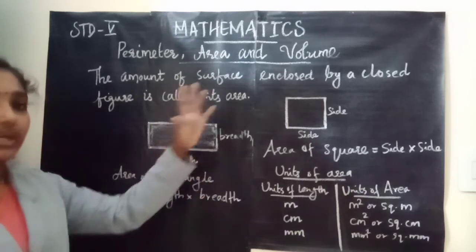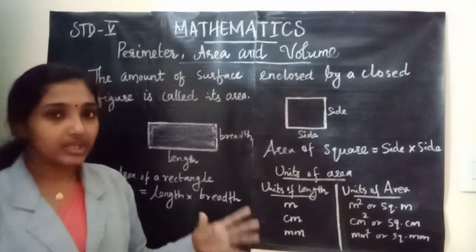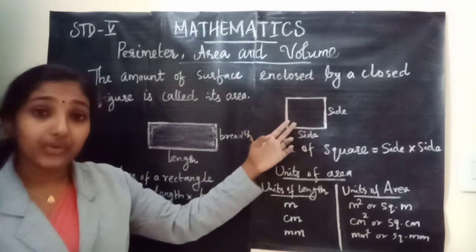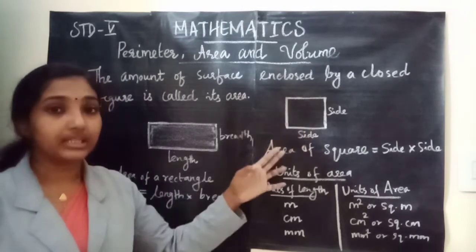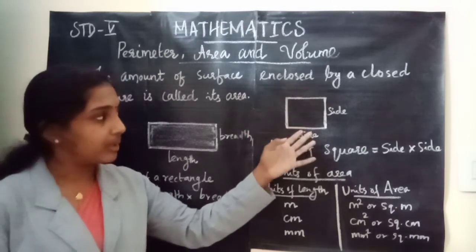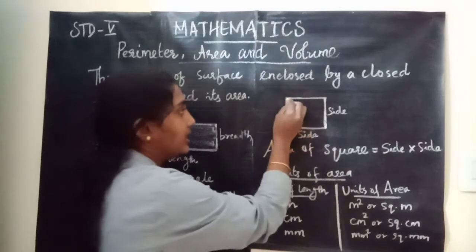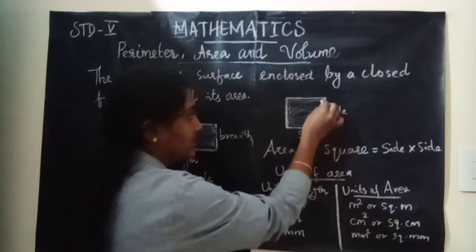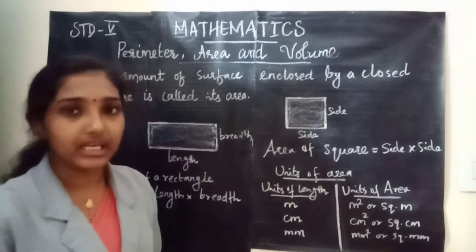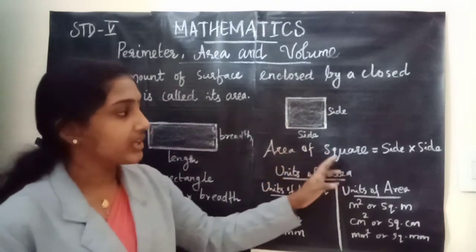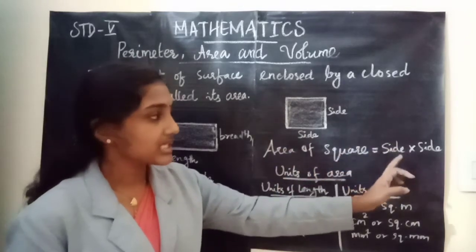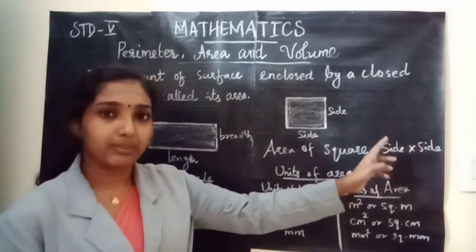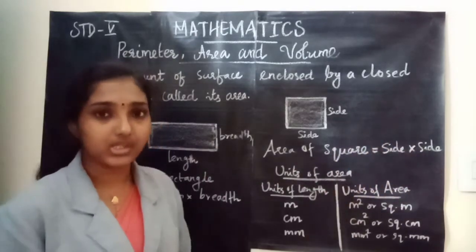The same way here we have a square. In a square, all the sides are equal, and the area of the square is the amount of space enclosed by the four sides of the square. It is the space inside this square. This is called its area. The area of a square is equal to side into side. The formula to find the area of the square is side into side. Just multiply the length of the side of the square given.